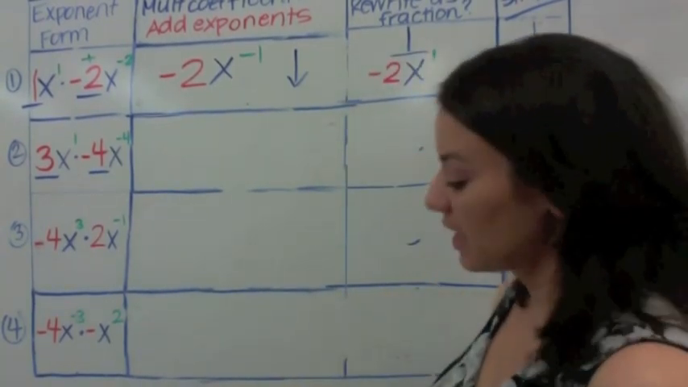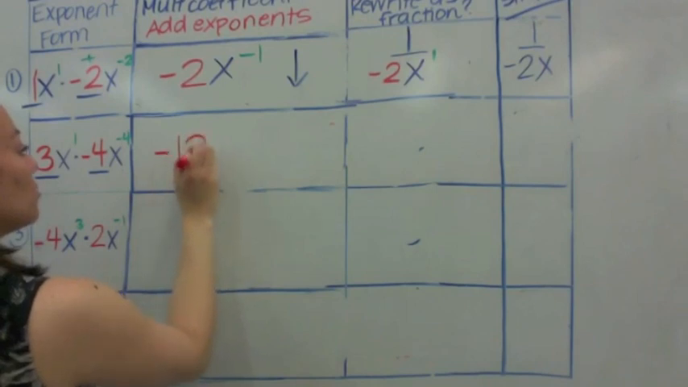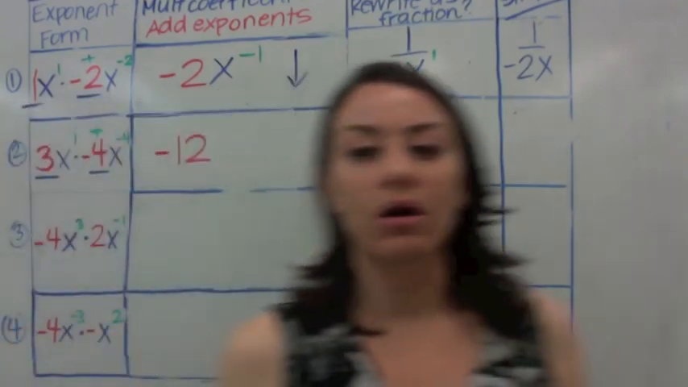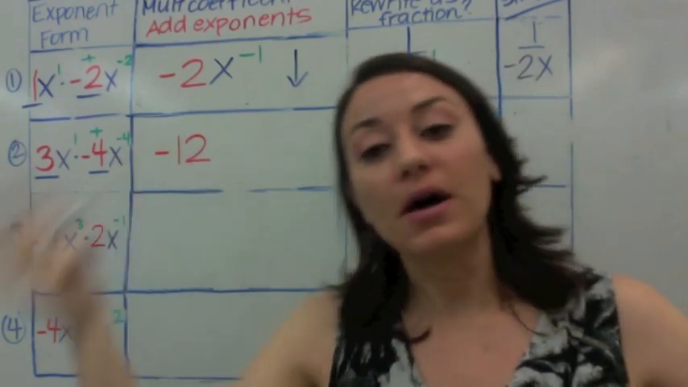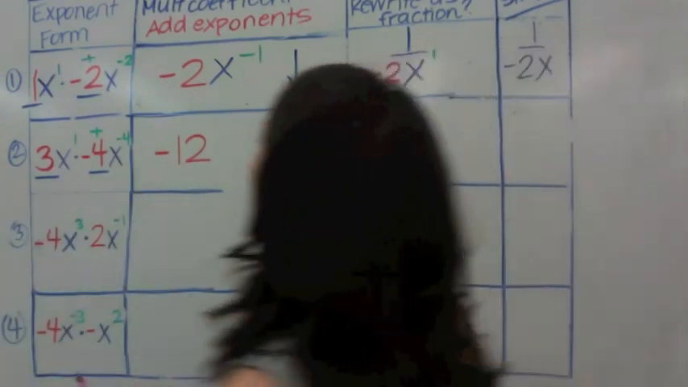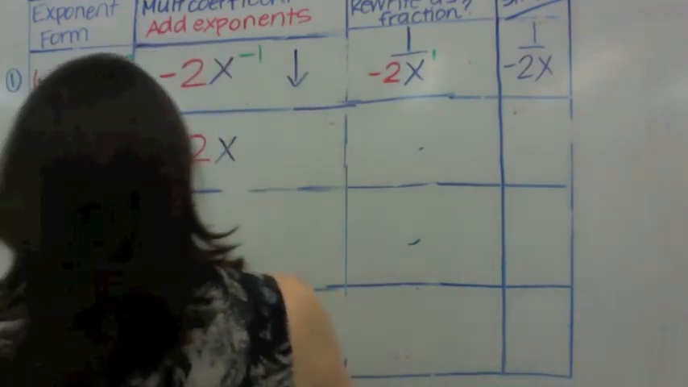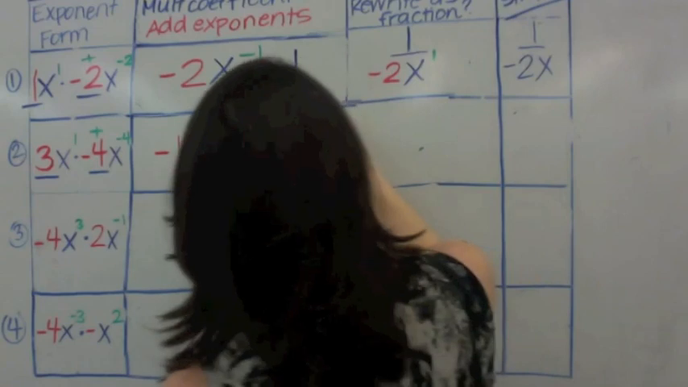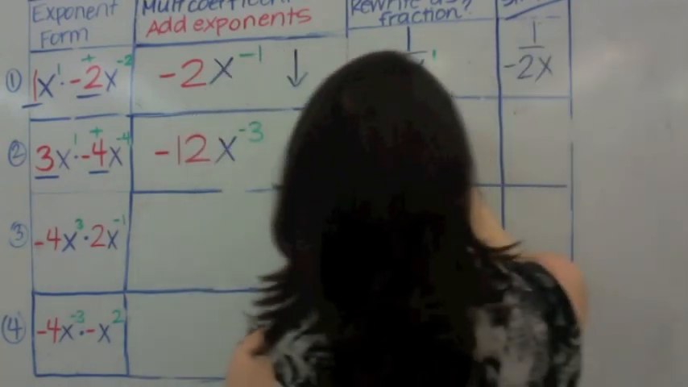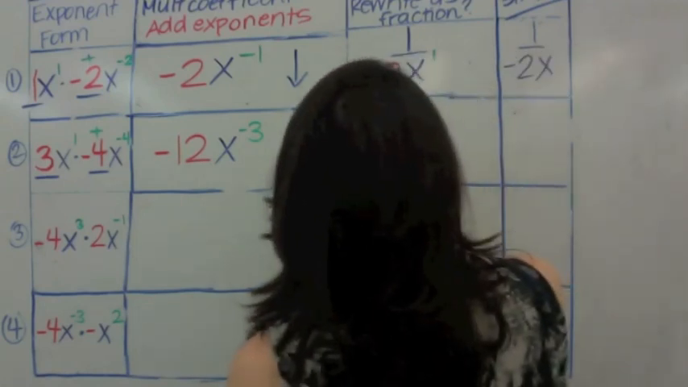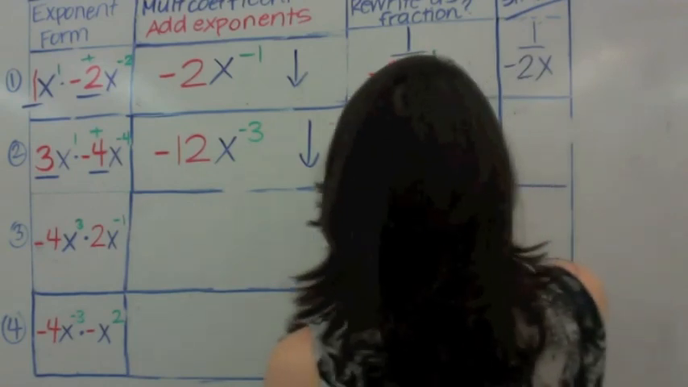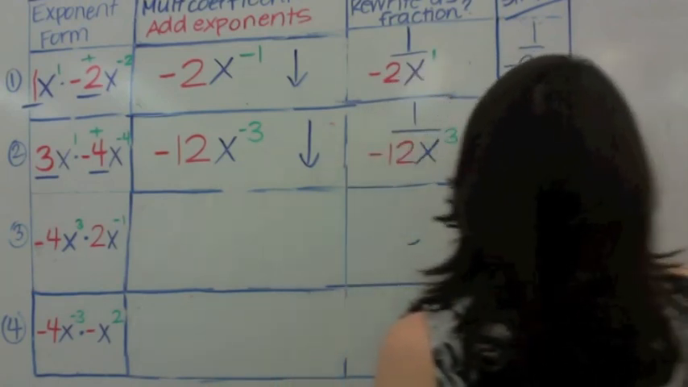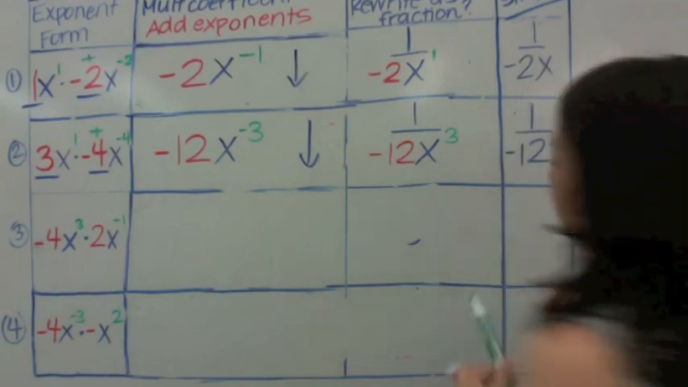So we have 3 times negative 4, which is negative 12. Then you have 1 plus a negative 4, again the same as 1 minus 4. Different signs subtract. So you have a positive 1 and a negative 4, which makes negative 3, because you keep the sign of the bigger number. So it's x to the negative 3. Negative and up, move it down. Do you have to rewrite this? Yes, because there is a negative exponent. So you say 1 over negative 12, and x to the power of what? Is it negative 3 anymore? No, it is a positive 3. So you rewrite that as 1 over negative 12x to the power of 3. Get that down.